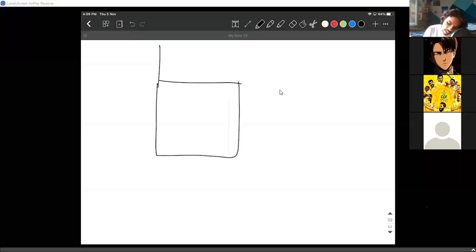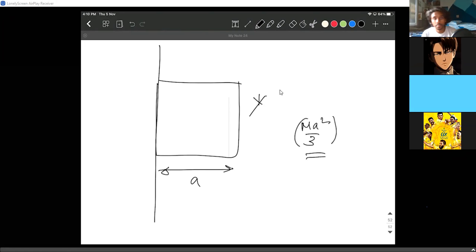For a square plate, about this axis we've already done, which only depends on this distance. I've already talked about it. It doesn't depend on this distance. It only depends on this distance. So the moment of inertia about this axis for a square plate is ma square by 3.